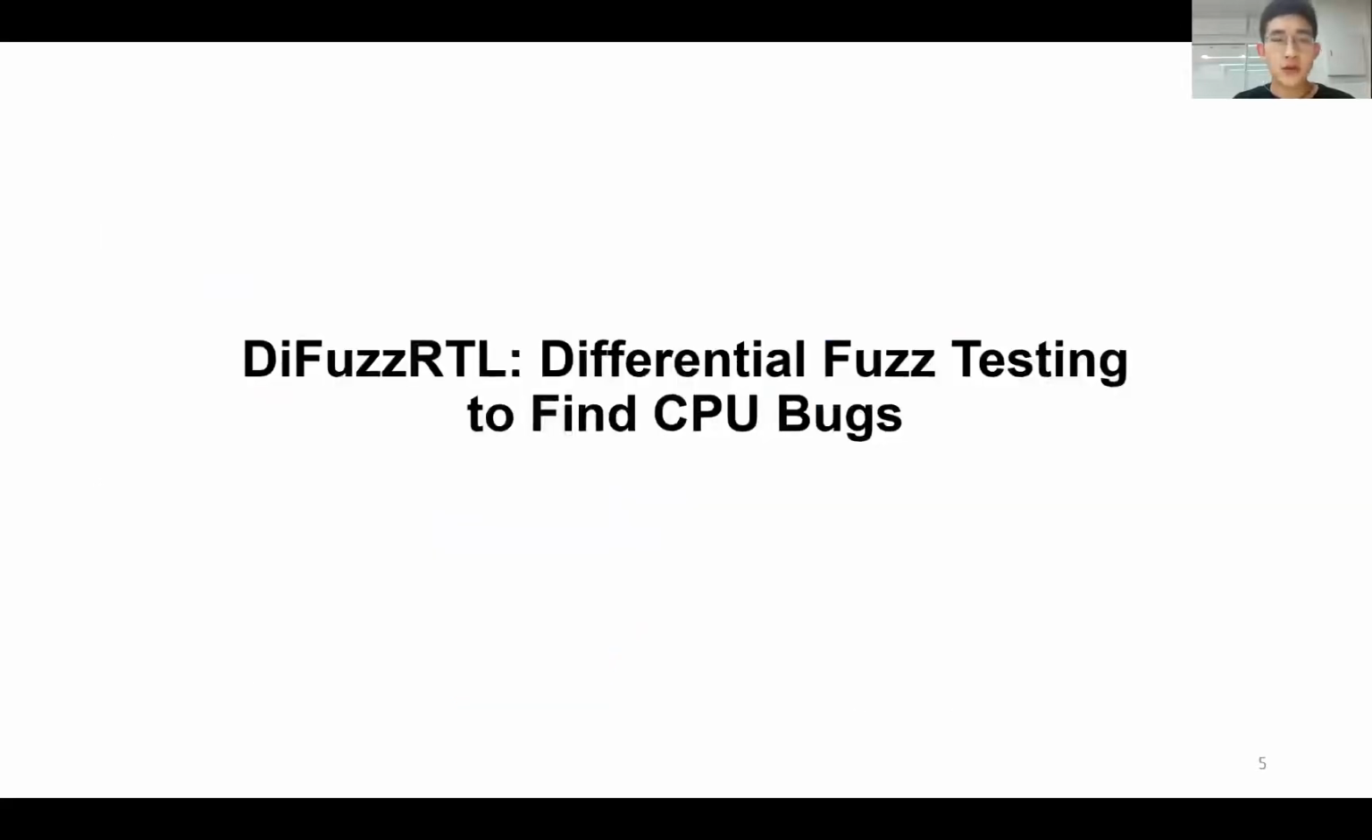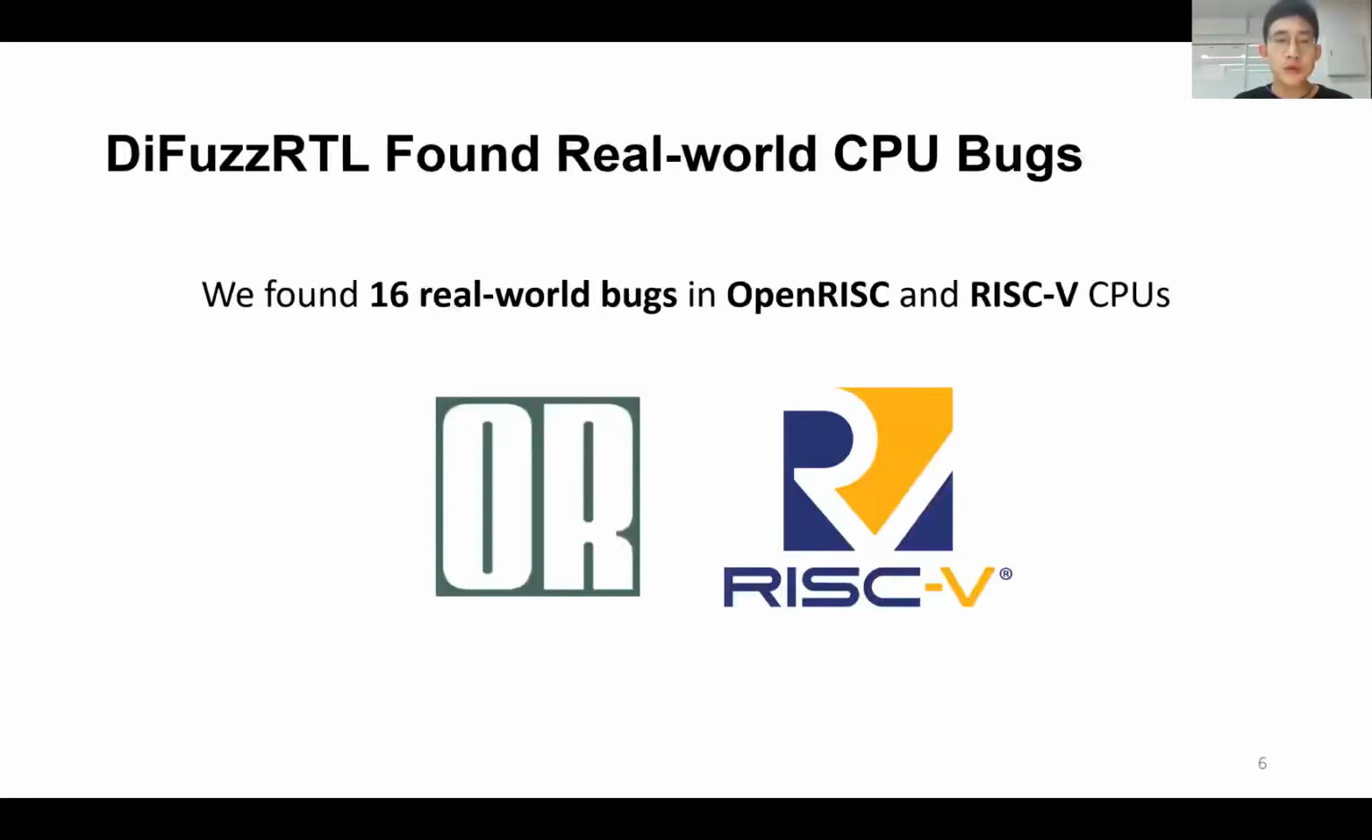So we introduce a brand new technique to find CPU bugs, DIFUZZRTL. We have already open-sourced the prototype of DIFUZZRTL, which supports 3 real-world open-source CPUs from OpenRISC and RISC-V ISA. And we have already found 16 new CPU bugs, where 6 of those were assigned CVE numbers, illustrating the critical impact on the security community.